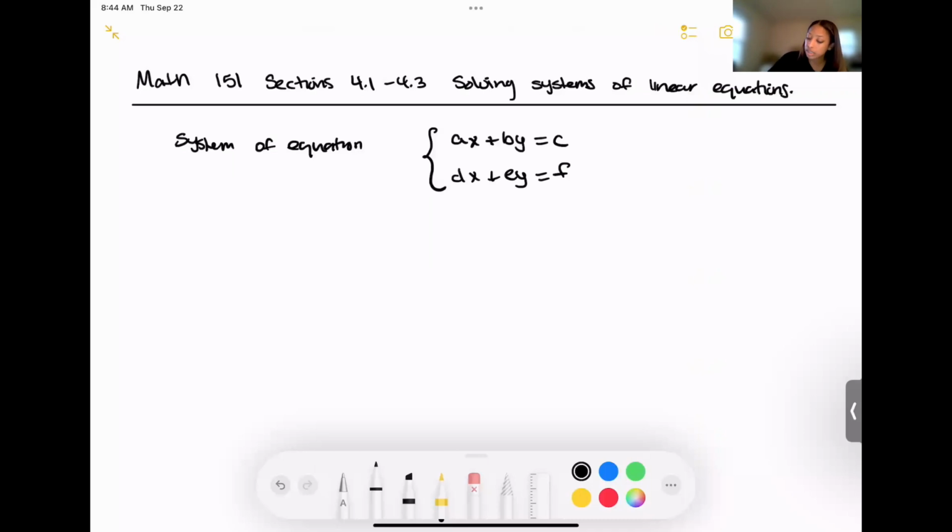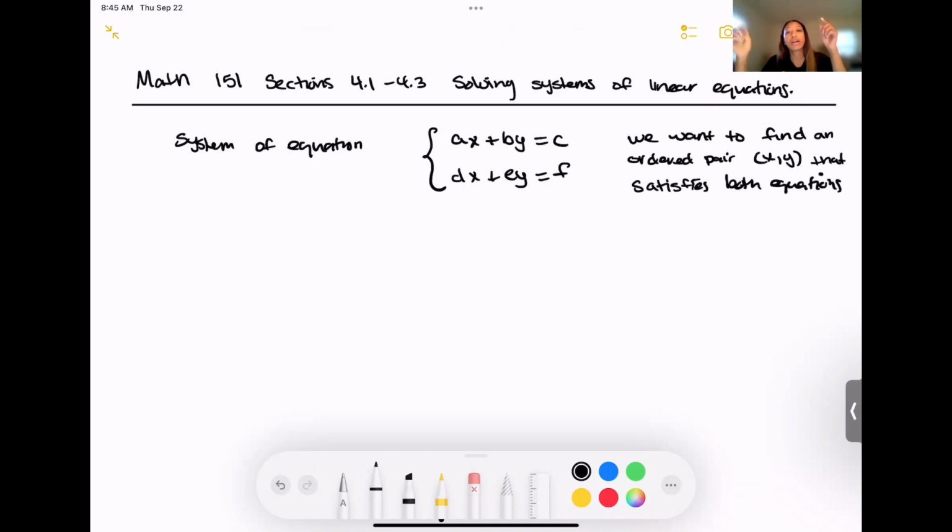And what is our goal in this section? We want to find an ordered pair x comma y, or a point x comma y, that satisfies both equations. All right, so we have two lines. We want to find a point that's a solution to both of the linear equations that we're given, okay?